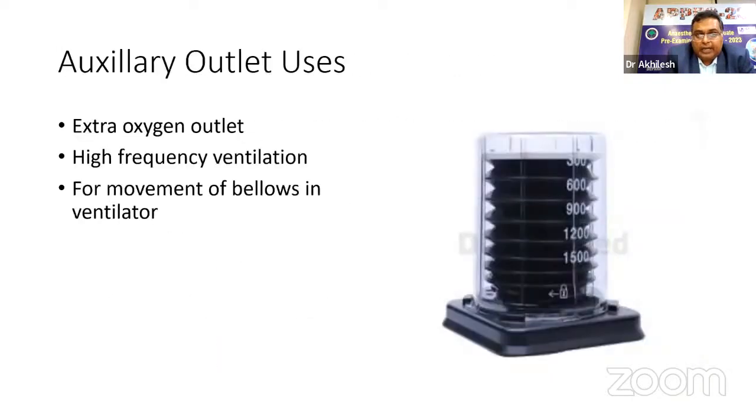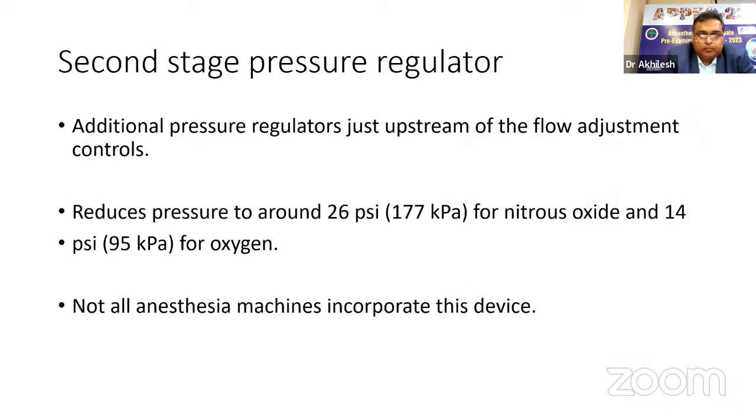So these auxiliary outlets are also used in many ways. One is for driving the ventilator. Another is that it gives an extra oxygen outlet. You can use it in many ways, and you can always use it when we use high frequency ventilation. It is advisable not to use high frequency ventilation from the common gas outlet, so that outlet can be used.